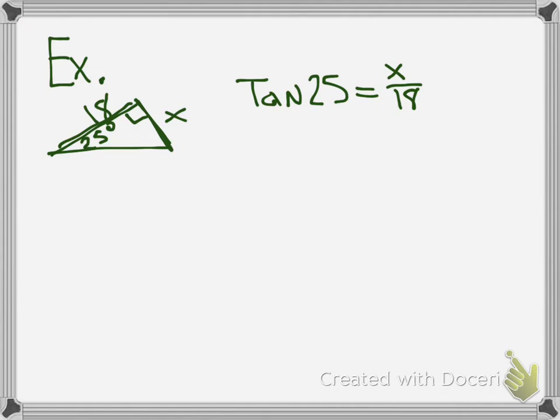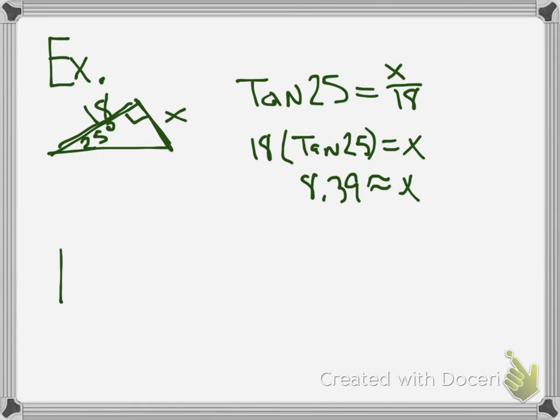That's what adjacent means. All right, well, how do I solve that? To get rid of division, you just have to multiply. If I multiply 18 times the tangent of 25, it gets rid of that 18 on the other side. I could type that into the calculator, and I would get 8.39. And again, the more you practice with this, the easier it gets.